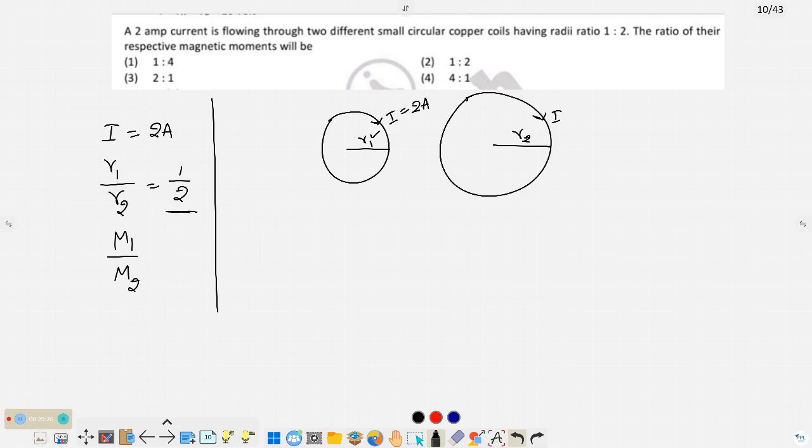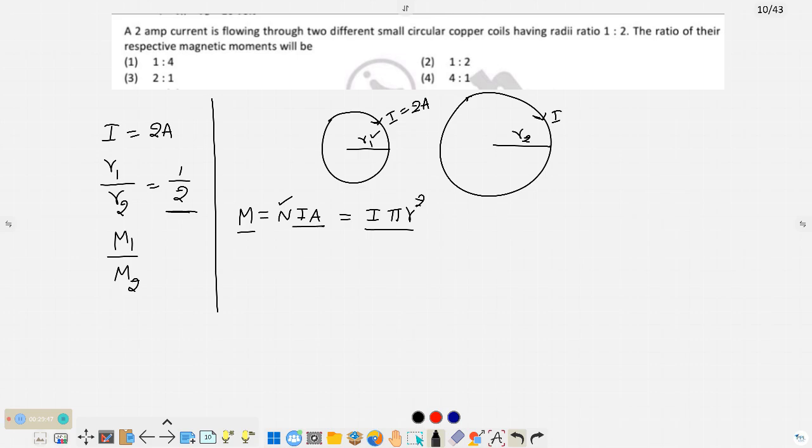They are asking to find the ratio of magnetic moment. Magnetic moment of any circular coil carrying current having a certain area is equal to NIA, where N is the number of turns. In this case, it is not mentioned. So magnetic moment is directly proportional to current strength and area of cross section. The area of cross section I can write in terms of radius as pi r square.